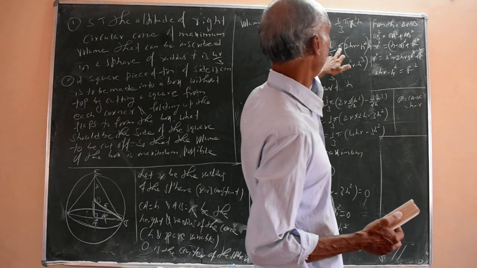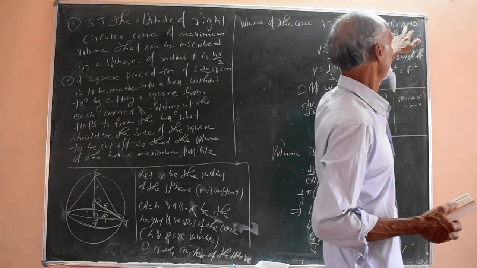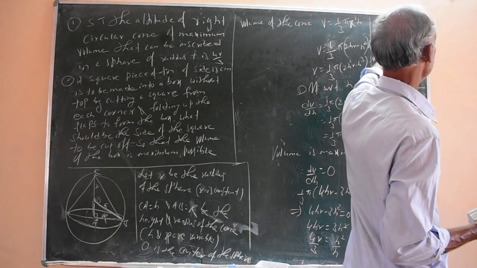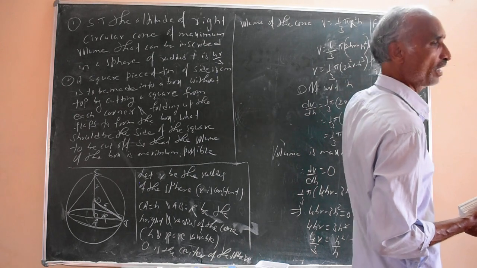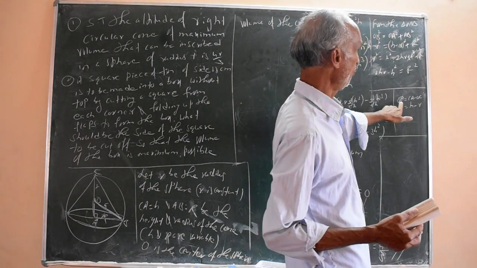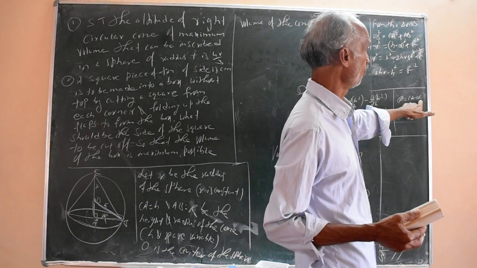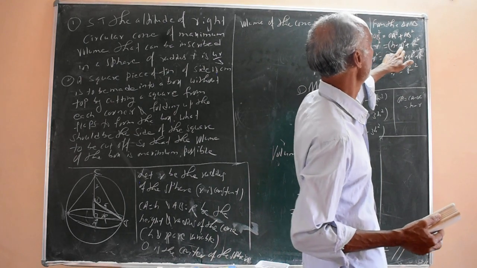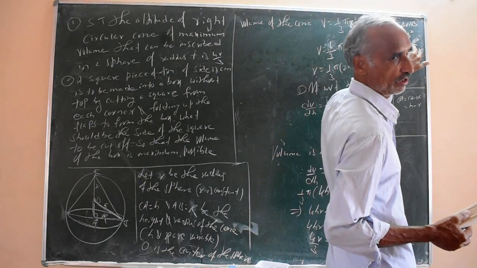Therefore, 1 by 3 pi. Here, from the triangle OAB, OB square is equal to, in a right angle triangle, OB is the hypotenuse, OA square plus AB square. What is OA? Here it is mentioned: OA is equal to CA minus OC. CA is h, OC is the radius r. Therefore it is (h minus r) the whole square plus AB, which is R square.